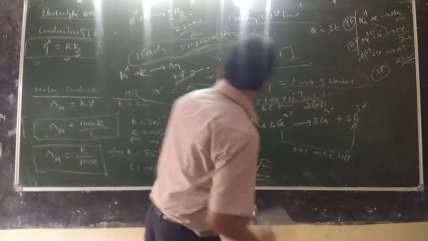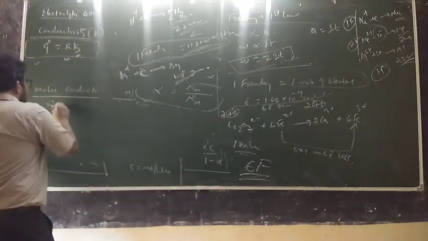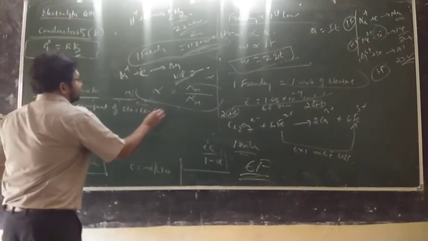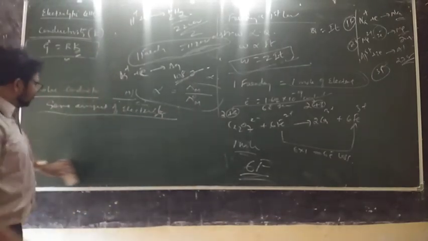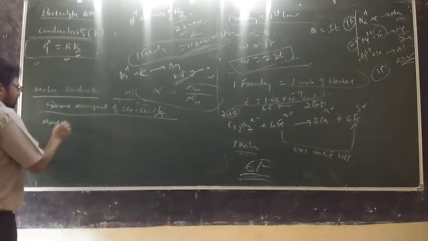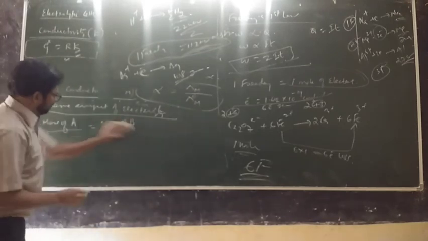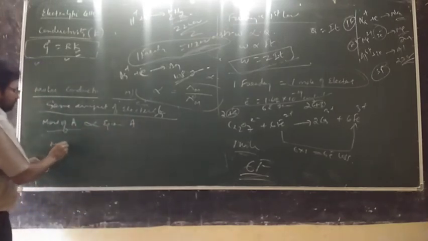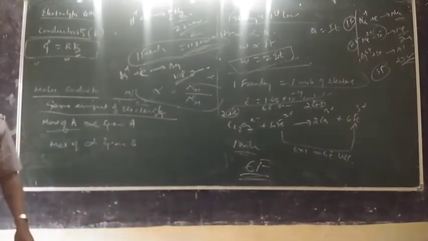Faraday's second law is also there, where the same amount of electricity is related. You are connecting circuits in series, and the same amount of electricity is flowing. Then there is a formula. Mass of A is proportional to equivalent mass of A, and mass of B is proportional to equivalent mass of B. But you can cross multiply because both are going to a constant.